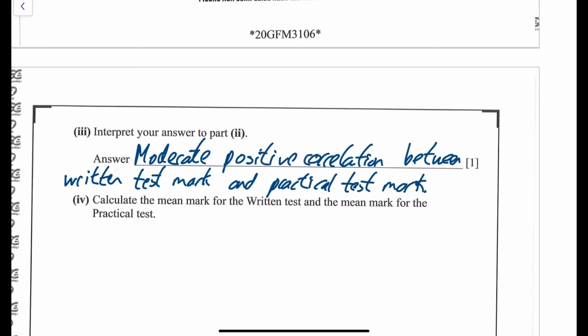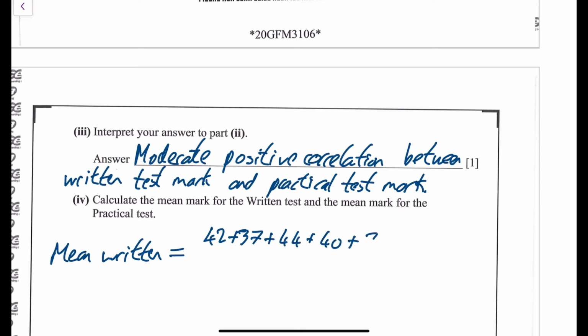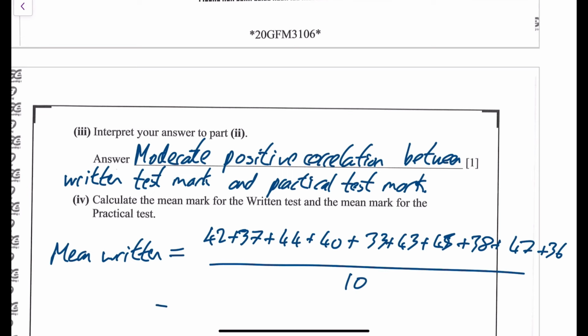Okay. Next thing it says is calculate the mean mark for the written test and the mean mark for the practical test. So the mean for the written, you just take all those values and you add them all up. So 42, 37, 44, plus 40, plus 33, plus 43, plus 45, plus 38, plus 47, plus 36, and we divide them by the number of them. There were 10, remember, and that got me 40.5.